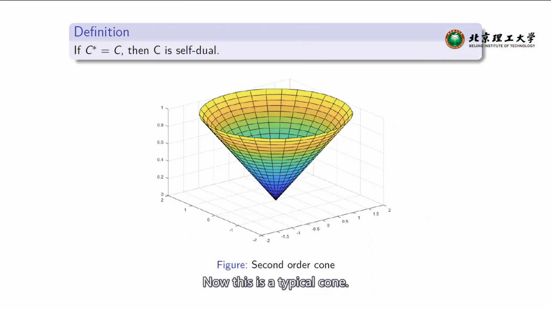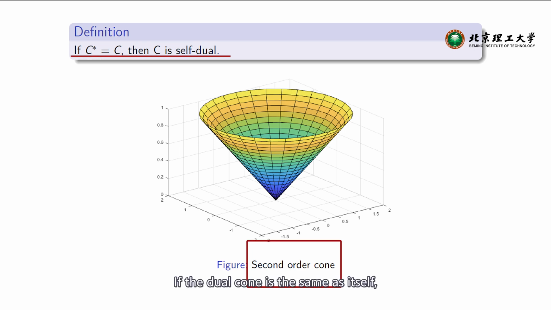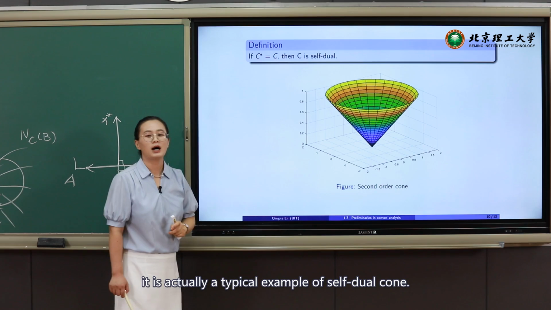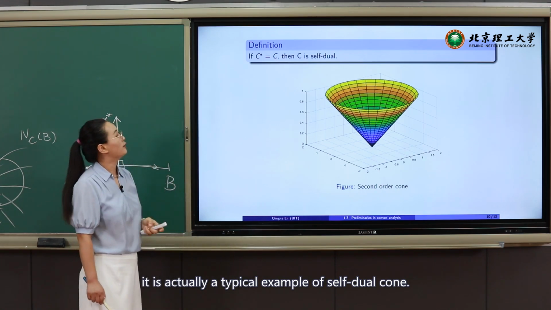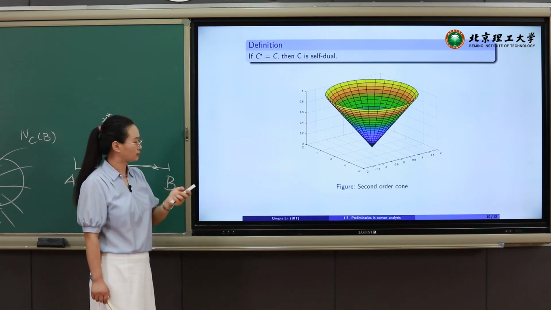Now, this is a typical cone. We call it an ice cream cone or a second order cone. If the dual cone is the same as the cone itself, then we call it a self-dual cone. The ice cream cone, or the second order cone, is a typical example of a self-dual cone.